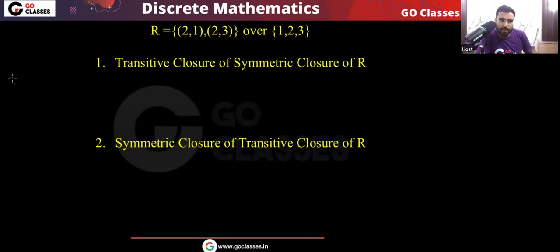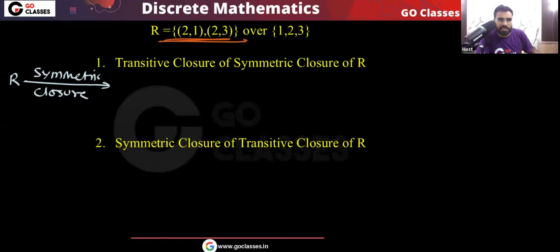For the relation R, first I will find the symmetric closure. For this relation R, if I find the symmetric closure, what will I do? You already know that for any relation R, to find the symmetric closure, you take the union of R and R inverse. Okay, yes or no? What is R inverse?